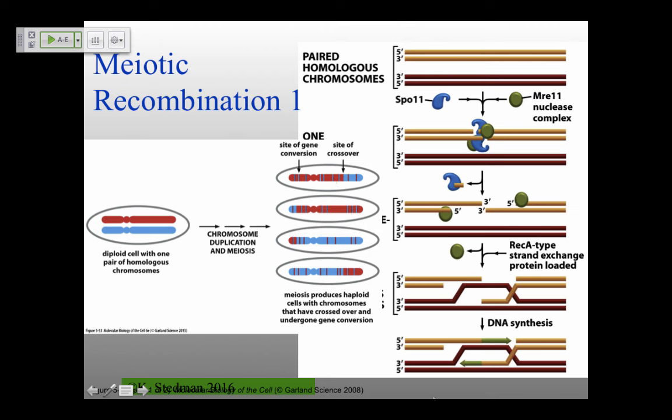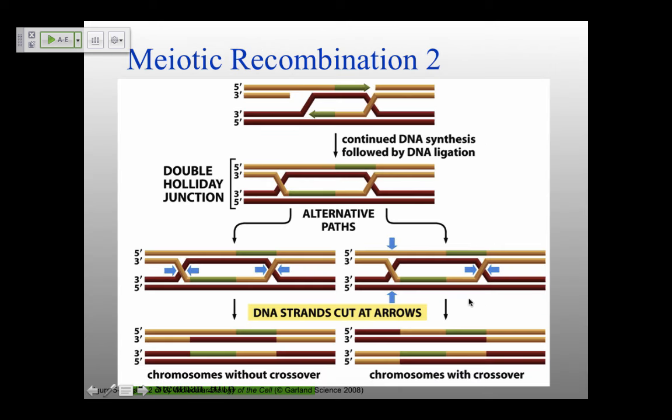So once you have this strand invasion and synthesis, now we move to the second part of this. Once you continue your DNA synthesis, now you've got both strands that have extended here. Now you need a ligation that happens between this end and that end, this end and that end, and that generates two Holliday junctions, so the double Holliday junction, getting back to your question before.